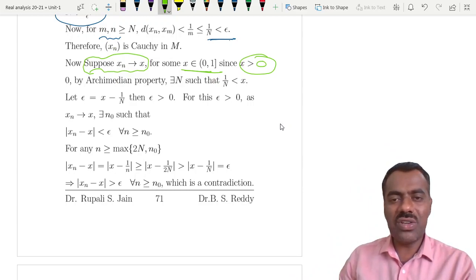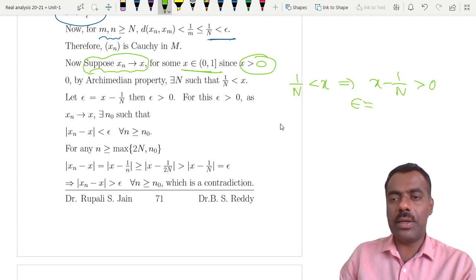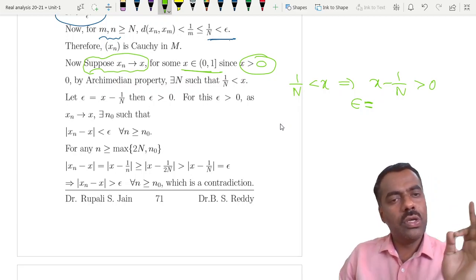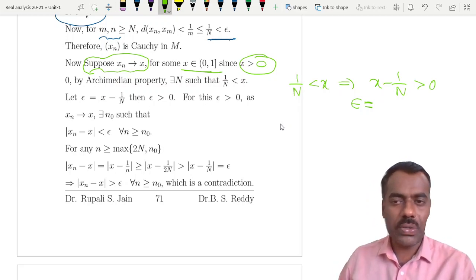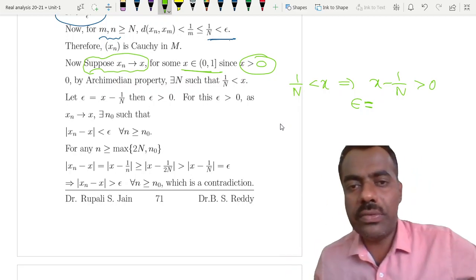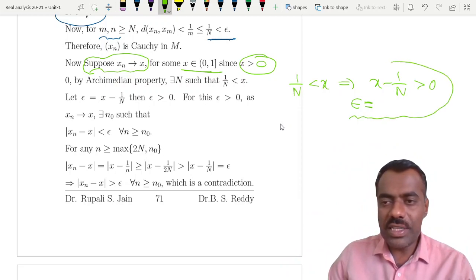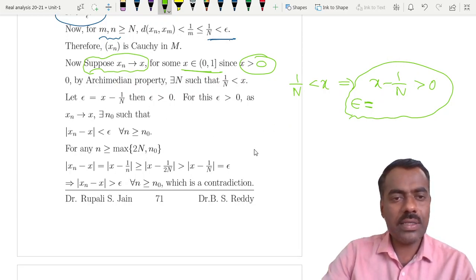So there exists a natural number n such that 1 by n is less than x. This is same as saying that x minus 1 by n is greater than 0. So take this as your epsilon. If it is convergent, it means for any epsilon greater than 0, after some stage the terms should be less than epsilon and so on, right? But we get some contradiction for this particular epsilon. So take epsilon equal to x minus 1 by n, right?